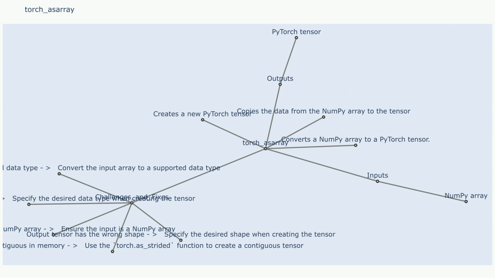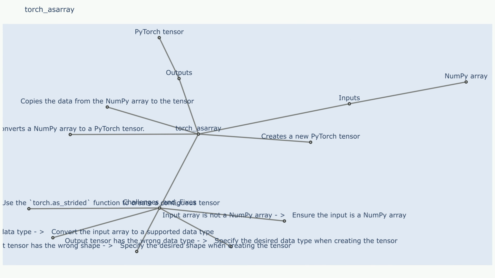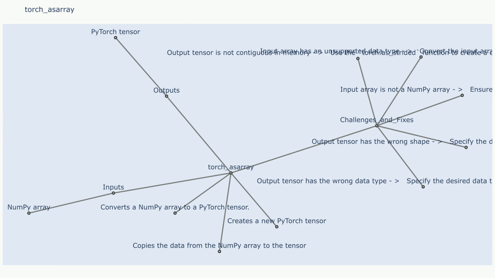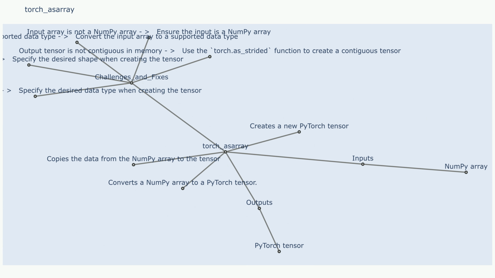Challenges and fixes. Challenge 1, data type mismatch. If the input NumPy array or list contains data types that are not directly supported by PyTorch, a type error might occur. Sample use case that resulted in challenge 1, torch.asarray([1, 2, 3, 'a']). Fixes to challenge 1, convert all elements of the list to a compatible data type before calling torch.asarray.